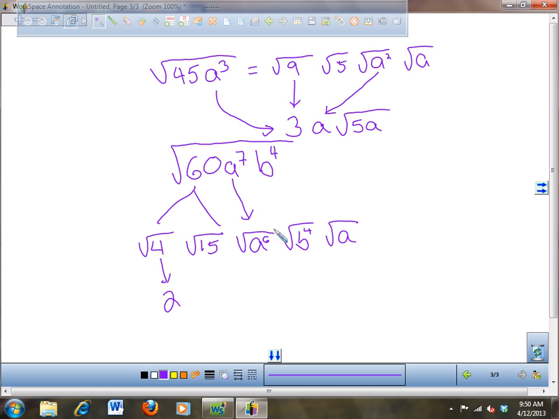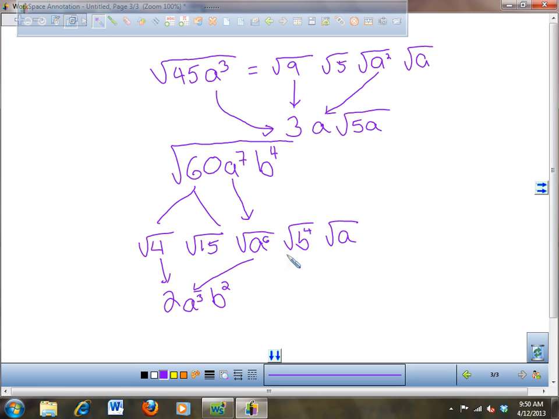So basically what you want to do is get these variables up to the highest even power. Because who knows what the square root of a to the 6 is? A to the what times a to the what will give you a to the 6? A to the 3, right? So you could pull this outside and turn it into a to the 3, because a to the 3 times a to the 3 gives you a to the 6. What's the square root of b to the 4th? B to the 2nd.